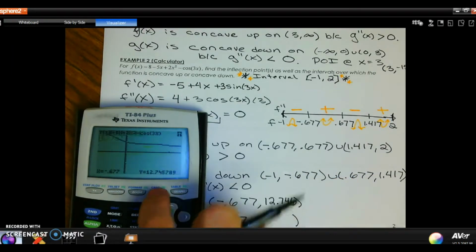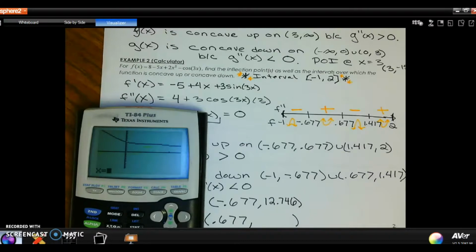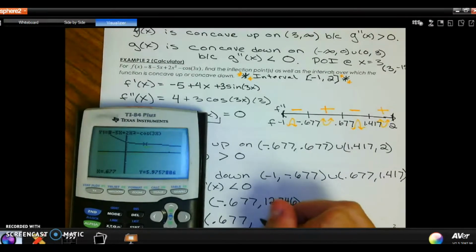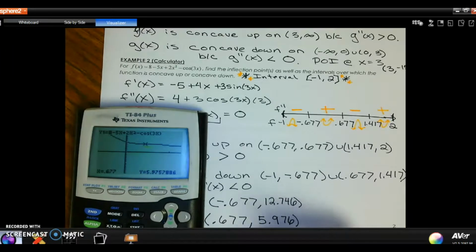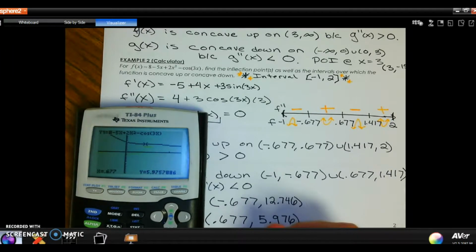And then I could do second, calc, value. And then I wanted to do 0.677. And I hit enter. And I get 5.976 there. And then if you do second, calc, value with the last one, you get 5.376.